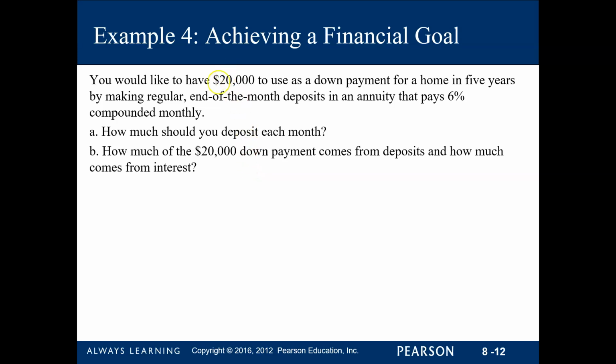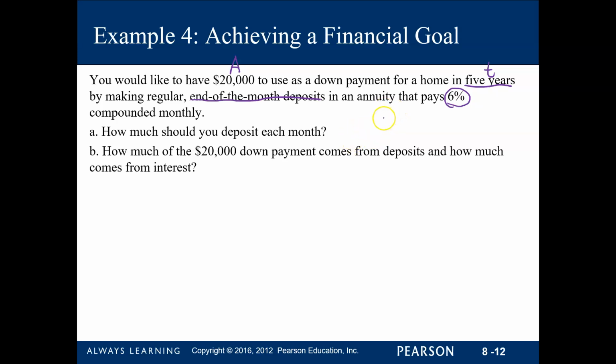Let's say that you would like to have $20,000. So this is your future value, to use as a down payment for a home in 5 years. This is our T. By making regular end-of-the-month deposits, so you can see monthly deposits, into an annuity that pays 6% compounded monthly, how much should you deposit each month?